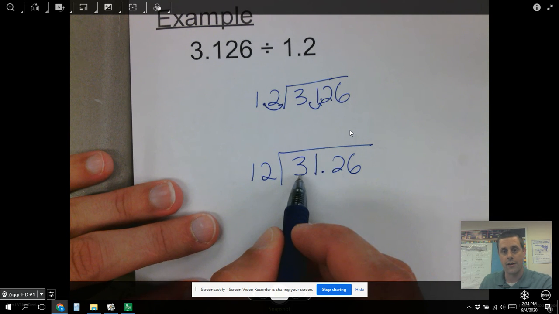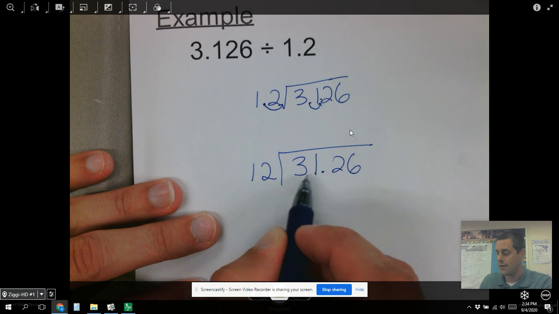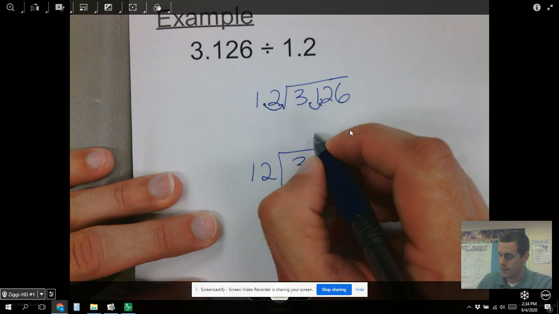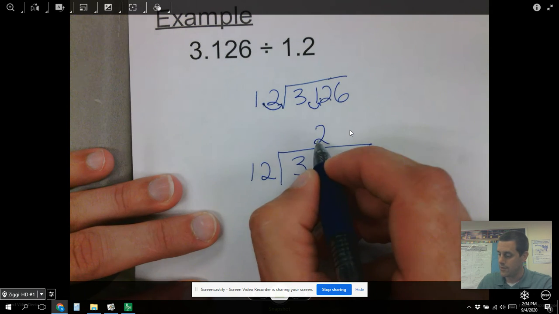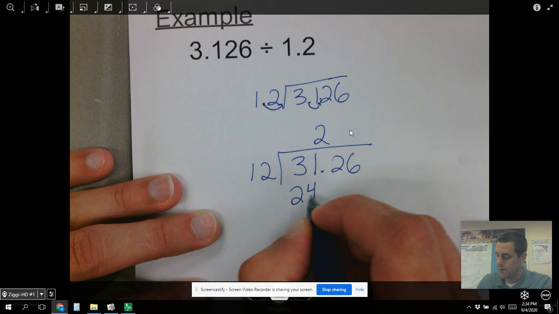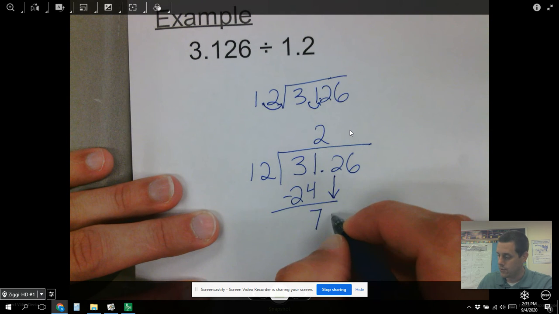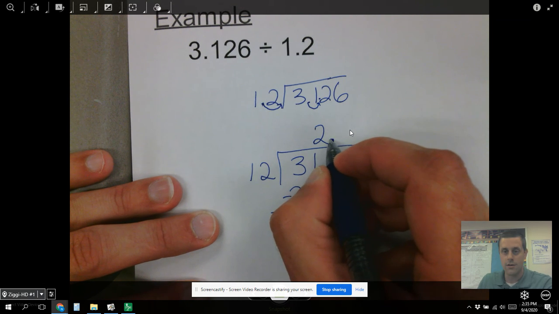Dividing 12 into 3. 12 will not go into 3, so we're going to extend this out to 31. How many 12s will fit into 31? 12 goes into 31 twice, and now we multiply. 2 times 12 is 24. Subtracting, 31 minus 24 is 7. Check step, 7 is less than 12, so we can bring down our next value, 2. Don't forget your decimal point in your dividend will move directly up into your quotient.